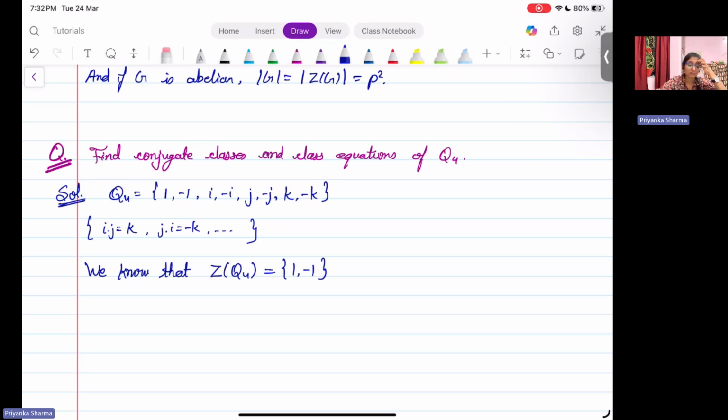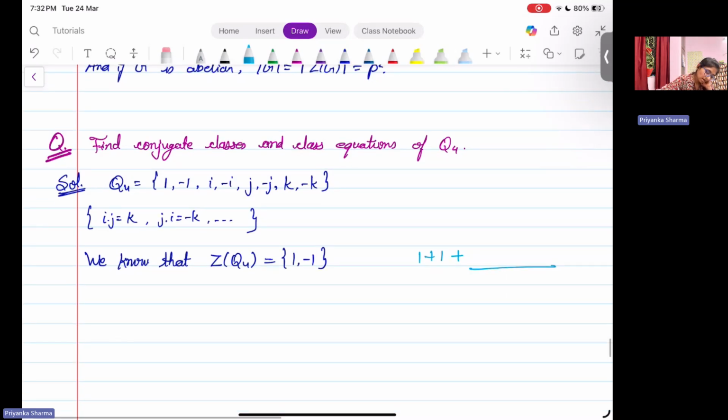Because we can see from here that I and J won't commute. Similarly, J and K, and K and I, don't commute with each other. So we have only two elements in the center, 1 and minus 1. It means the class equation will be something like 1 plus 1 plus some numbers greater than 1. So that can be seen up to this. Now we need to find the conjugacy classes also.